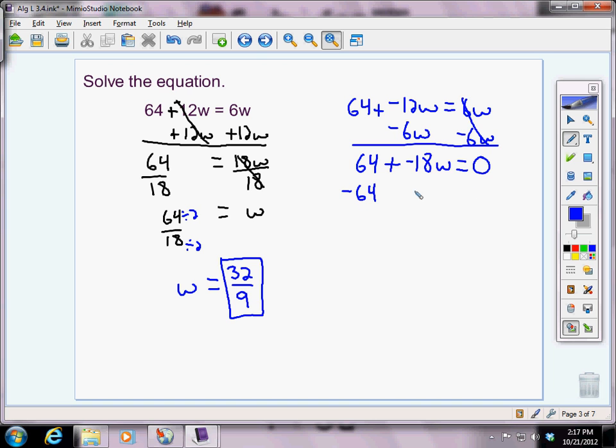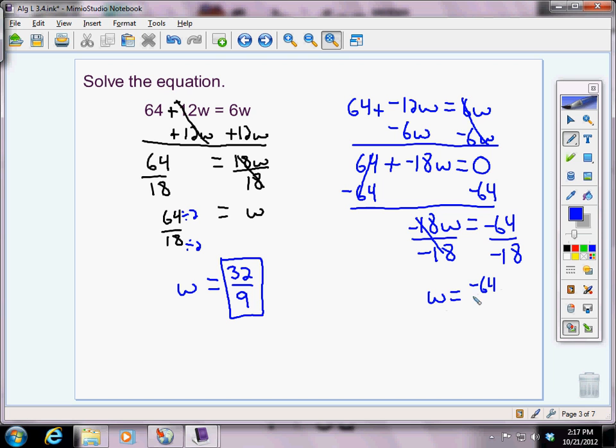We'll subtract 64 from each side of the equal sign. That cancels. You're left with a negative 18w equals a negative 64. Divide both sides by a negative 18. And in this case, notice negative 64 divided by negative 18, and 2 negatives we know is positive, so we're going to end up reducing it to a positive 32/9. Okay, so either way again works. Just be careful that when you do have only w's on the side and you subtract them, you get a 0.